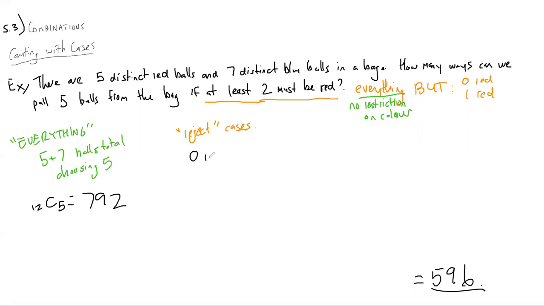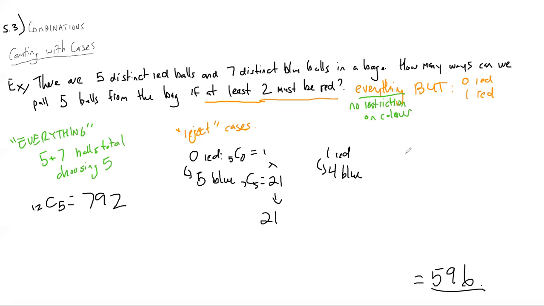So we'd have 0 red, which means that all 5 are blue. And then the other reject case would be 1 red, which means that the 4 remaining ones are blue. It's just the same calculations as doing it the other way. So 0 red would be 5 choose 0, there's only one way. And then 5 blue would be 7 choose 5, which I think was 21. So in total, that's 21.